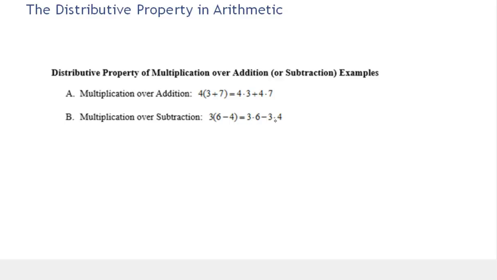So in the next video, we're going to work on this same type of problem, but we're going to apply it in the algebraic context.